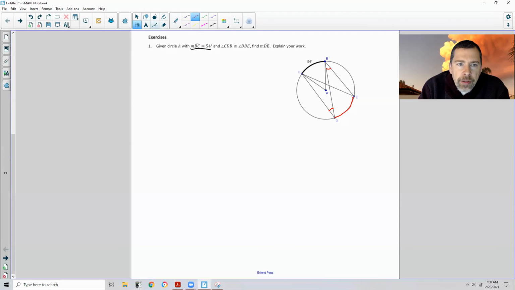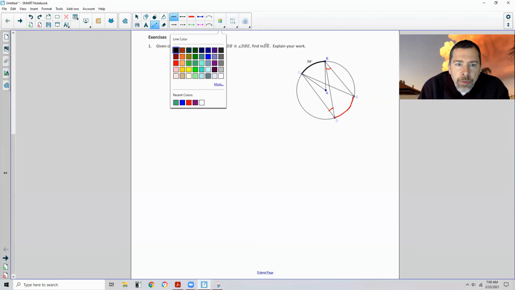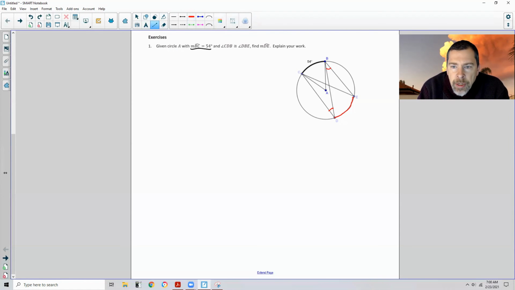Well, keep in mind what we've learned already in this module. We have a central angle CAB. And since it is intercepting an arc, then the angle is congruent to the arc. So this angle, I'm just going to write facts here. The measure of angle CAB equals the intercepted arc. So therefore, the measure of angle CAB is 54 degrees. That's right here.